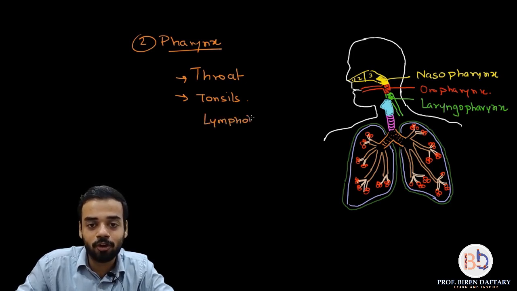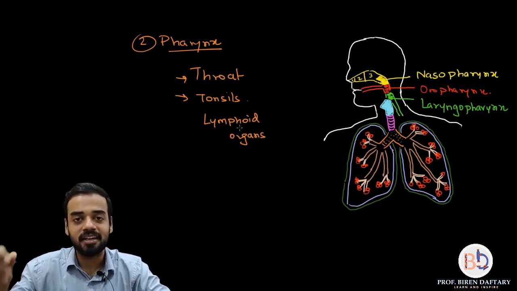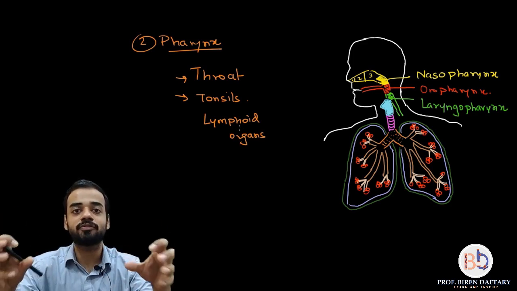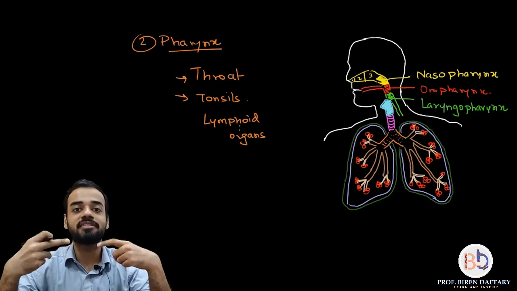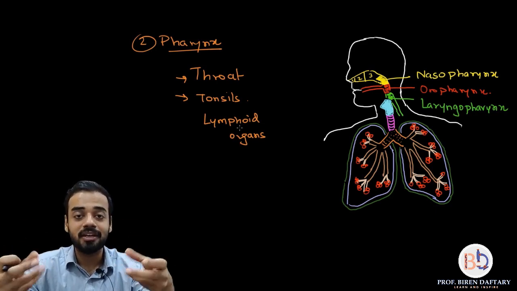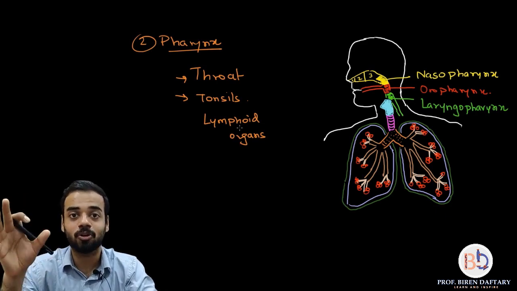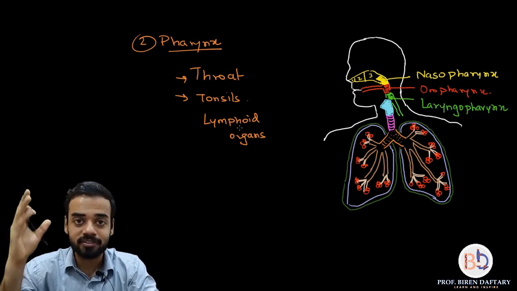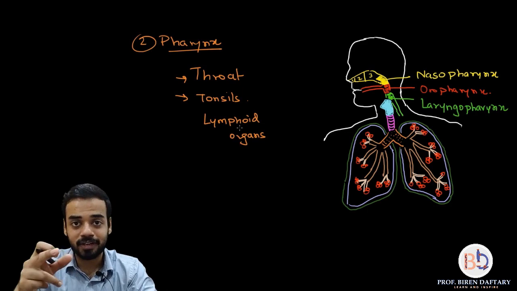Lymphoid organs we are going to study later on in this chapter in the lymphatic system, so I'm going to explain that then. Right now I will just tell you that tonsils act like indicators of infection. If you have a bacterial infection, then the tonsils get inflamed or swollen, and because of that you come to know that there is some sort of infection in your body. Tonsils are also present in your pharynx.